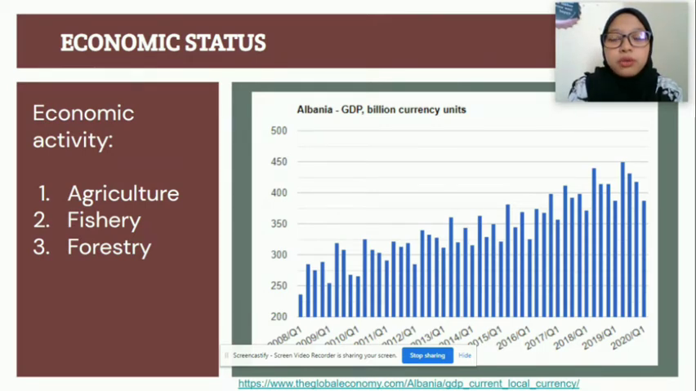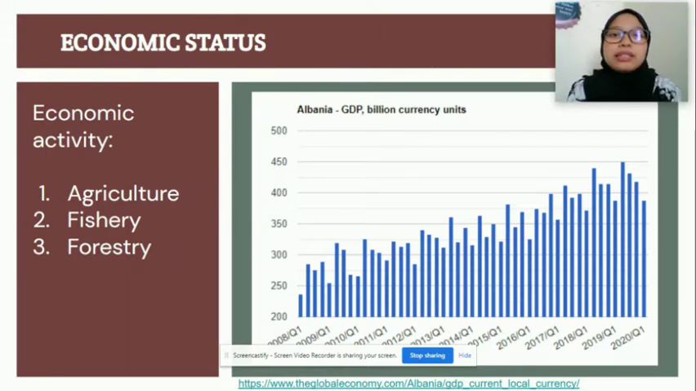Okay, and also Albania remains one of Europe's poorest countries, with slow economic growth hindered by a large informal economy and weak energy and transportation infrastructure. High unemployment and lack of opportunity encourage emigration. Okay, so here for the economic activity, I divide it into three. We have agriculture, fishery, and forestry.